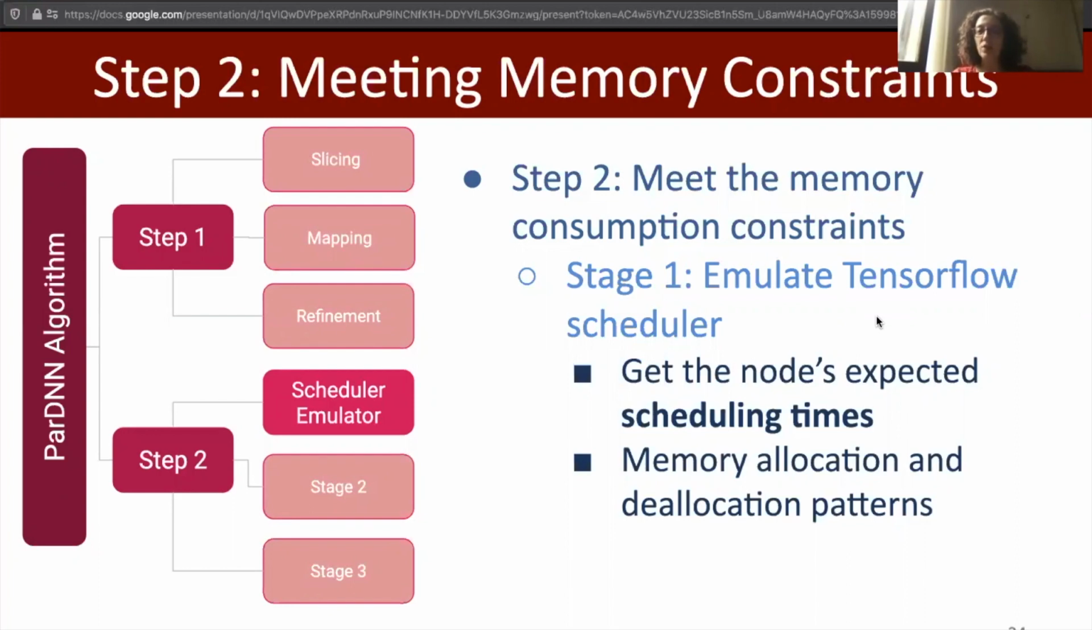Again, it's not just what data it uses, it's also when its output is needed by the other nodes. That's why we need to emulate the scheduler to know the order of execution of the nodes. So that's the key part, the order of execution.